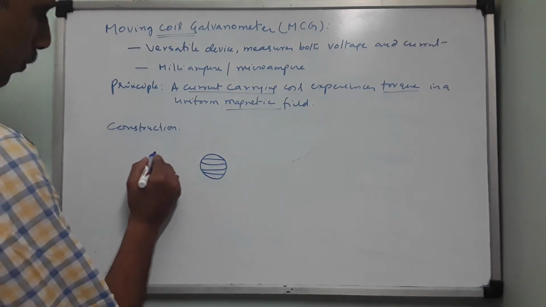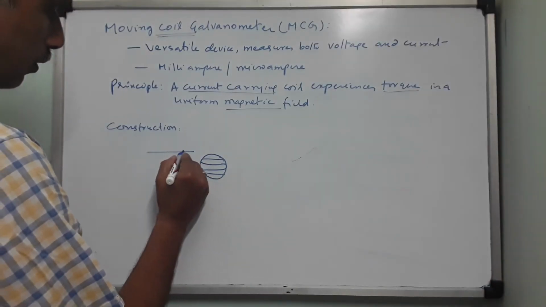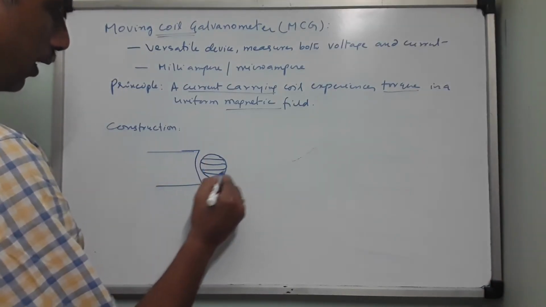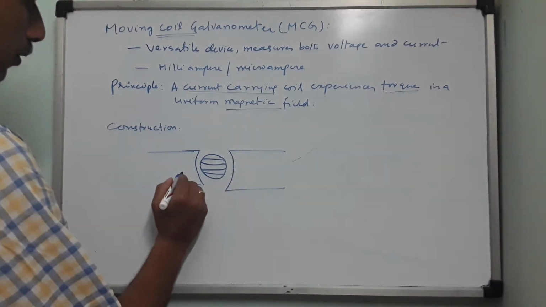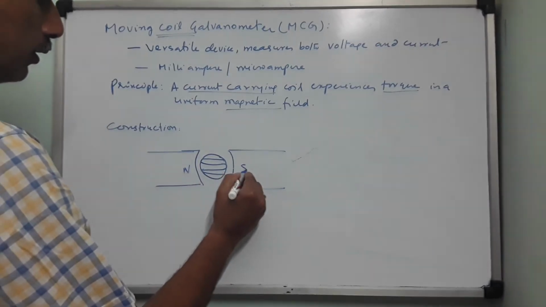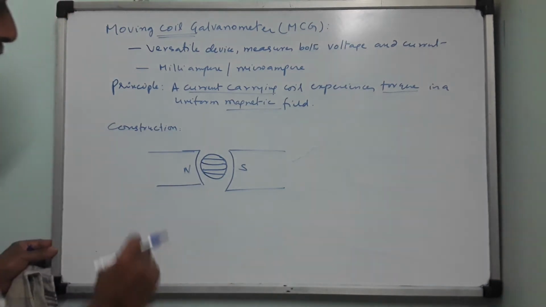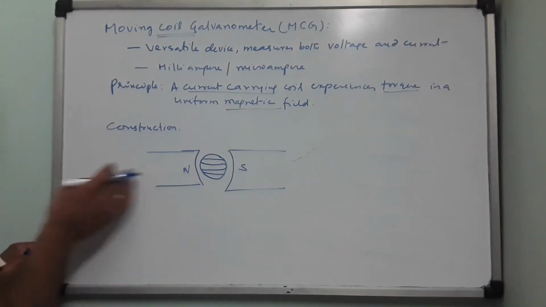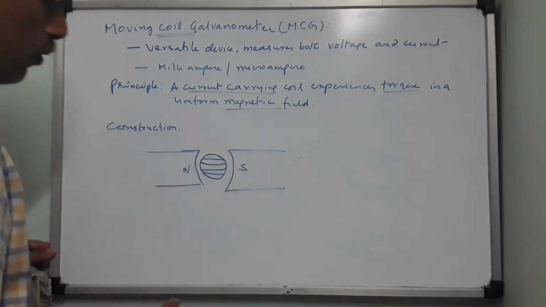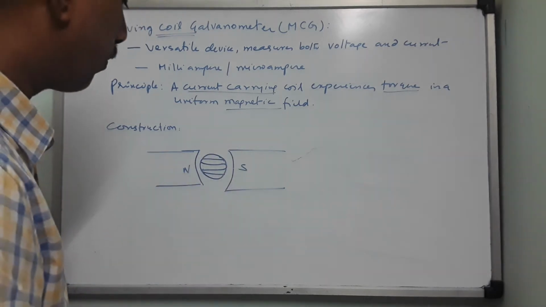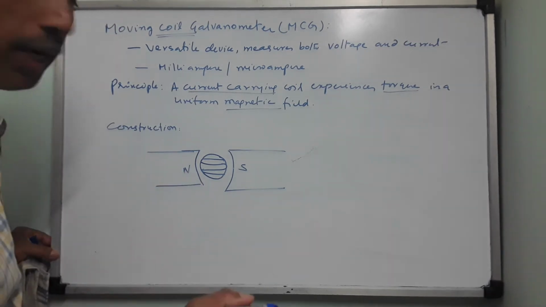Now this will be placed between concave shaped magnetic poles. So this is the north pole and this is the south pole. The other ends of these very long bar magnets will be somewhere else, so we will not show them. What is the shape of this? Concave shaped magnetic pole. Fine. Now this creates a uniform magnetic field which is radial in sense.